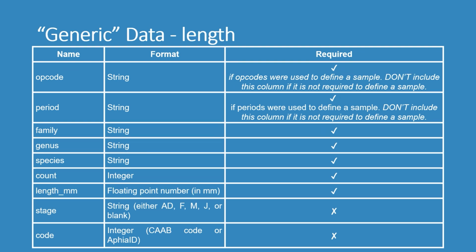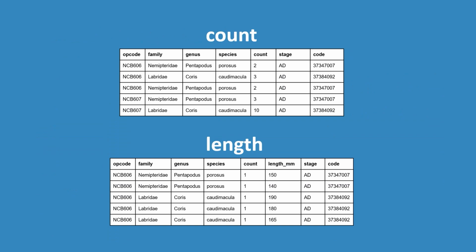The length file is essentially the same thing: sample, family, genus, species, count, length in millimeters, stage, and code. So this is an example, just the first 5 lines of a count and a length file. In both these examples, the opcode has been used to define a sample. There's the family, genus, species of the fish species seen, count, stage, and code. In the length data frame, length in millimeters of that individual is also included.